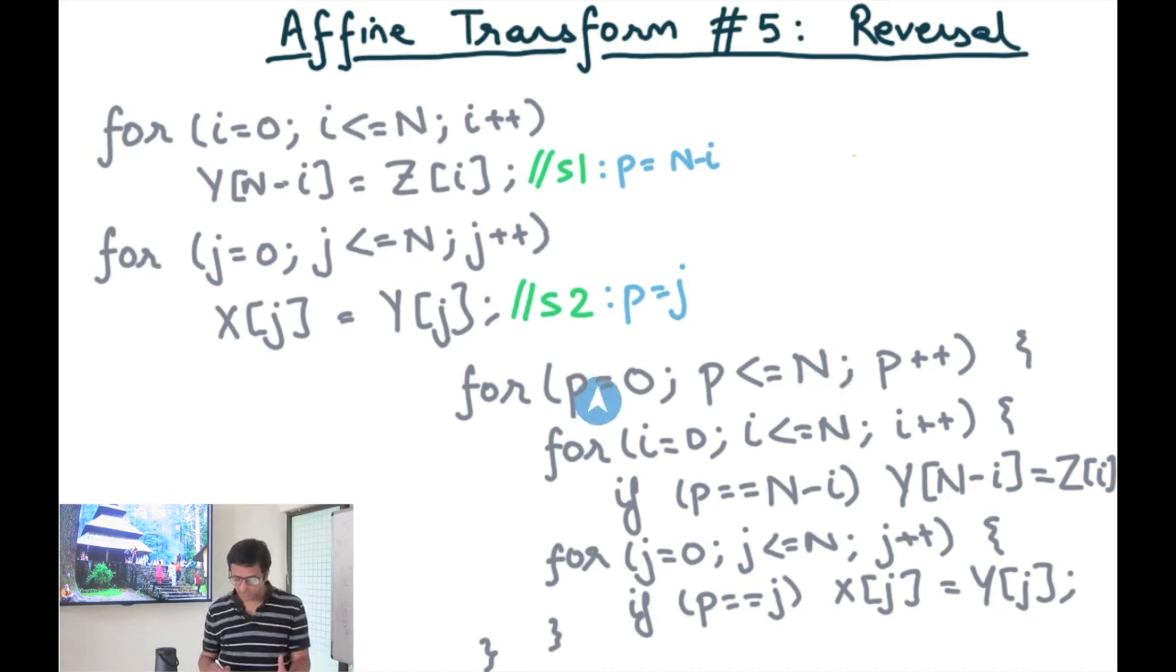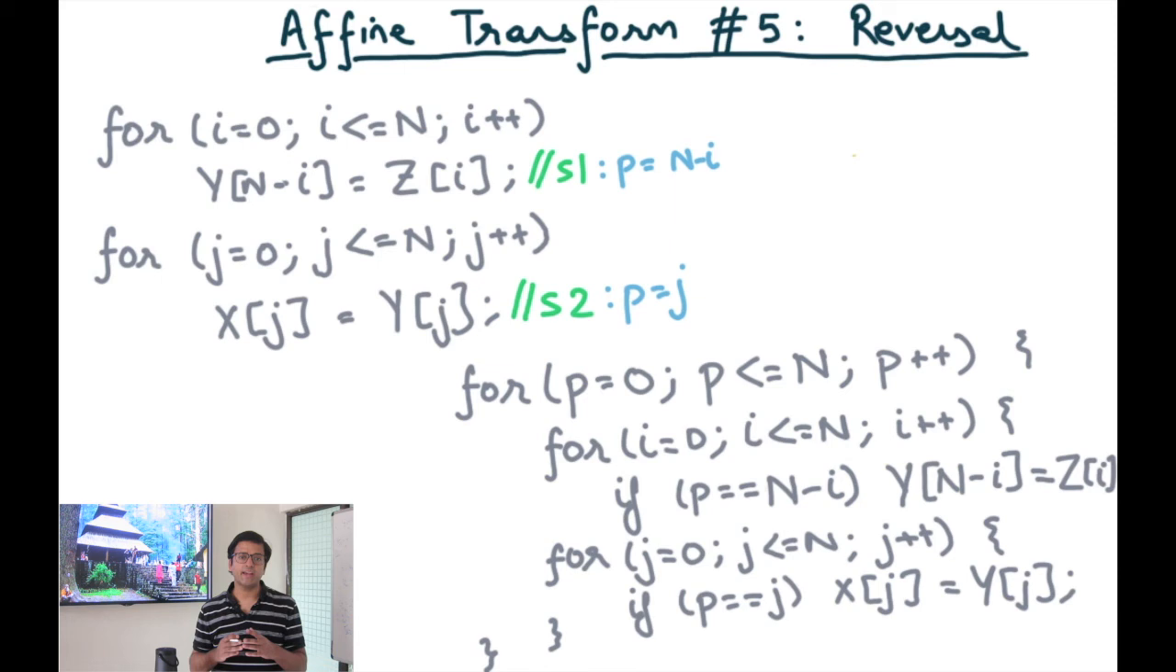So the outer loop is just for p equals 0 to n, p plus plus, and then I just paste the original program as it is, except that I predicate the statements S1 and S2 with their respective mapping functions, the solutions, because we only want those iterations to execute on the current processor ID which are mapped to that particular processor ID. So I'm going to say if p equals n minus i, y[n minus i] equals z[i], if p equals j, x[j] equals y[j].